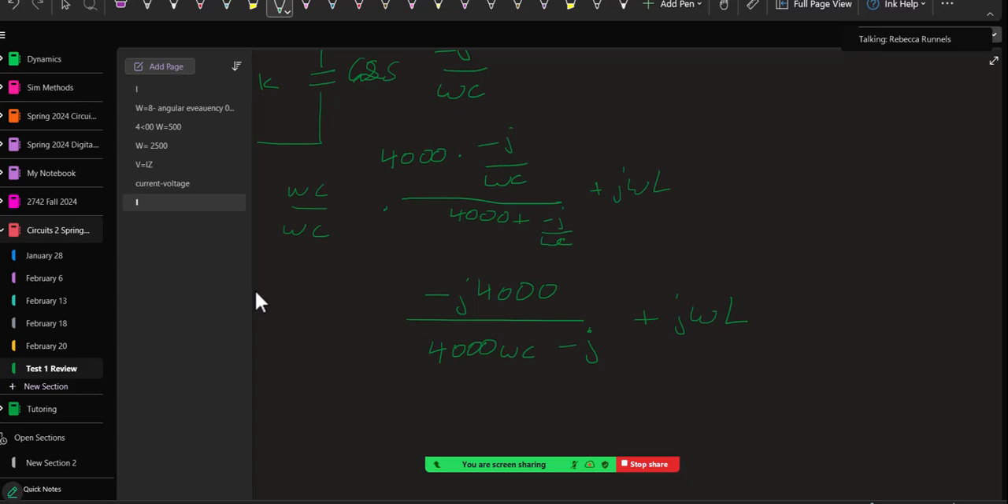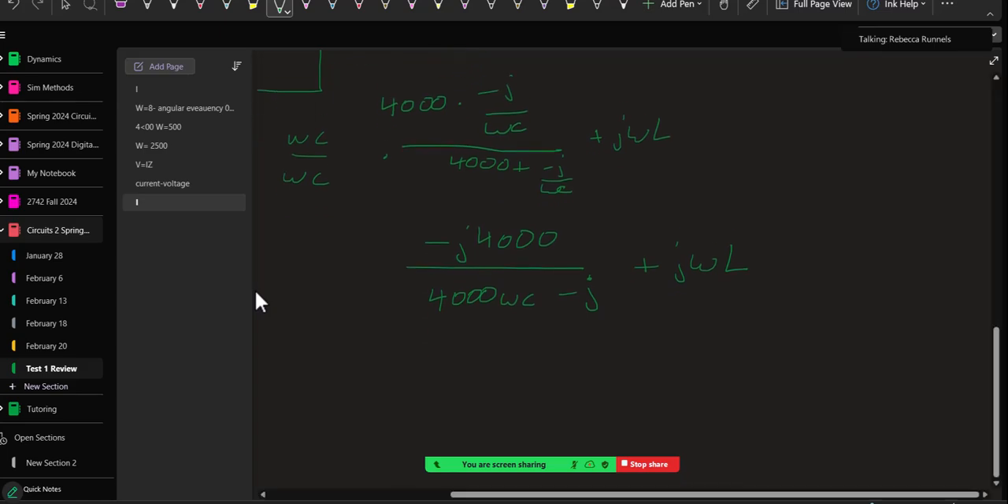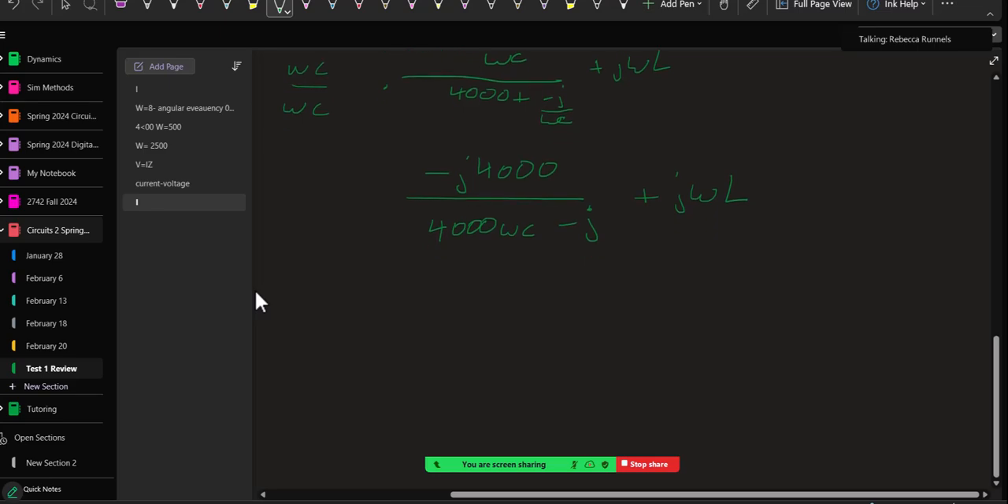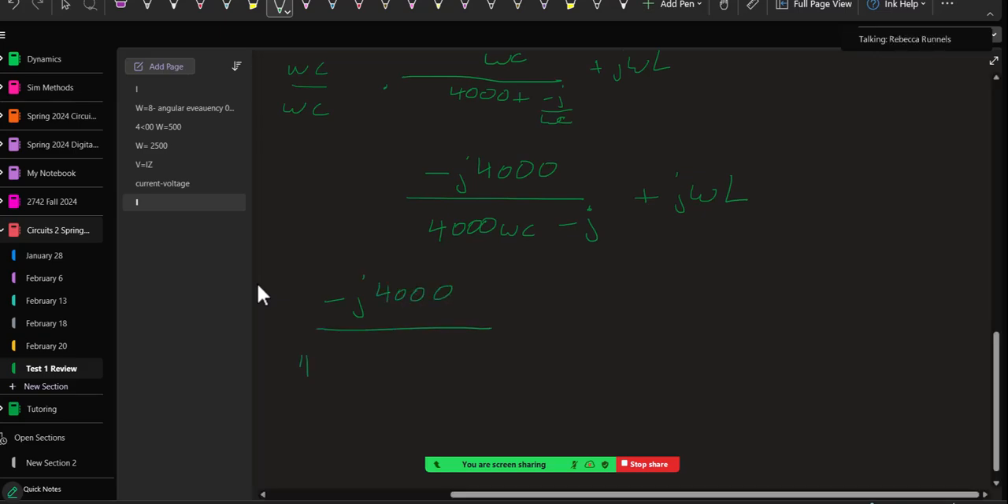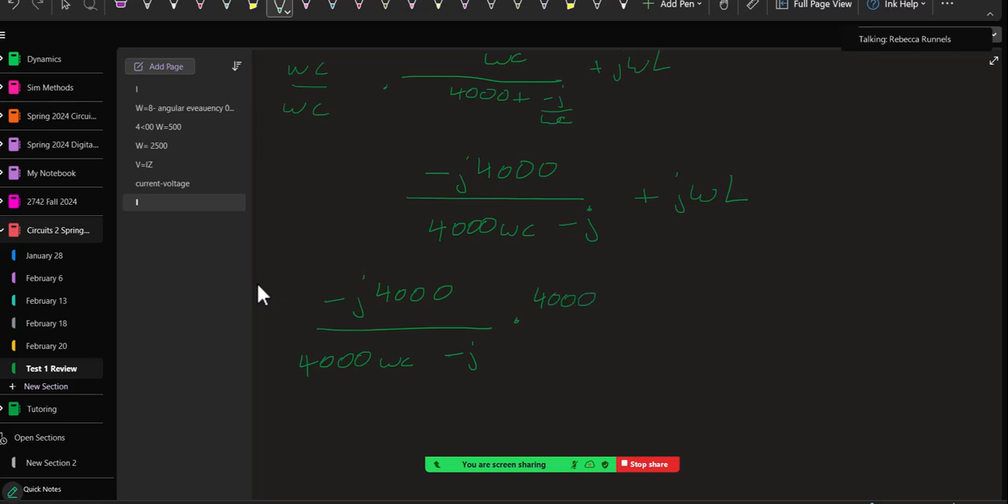Now here's another reason why you have to know how to multiply by the conjugate, because here, these aren't numbers. I can't plug it into the calculator. Even though I could get the C and the L, the omega, I don't know. So minus j 4,000 over 4,000 omega C minus j, times 4,000 omega C plus j over 4,000 omega C plus j, plus j omega L.